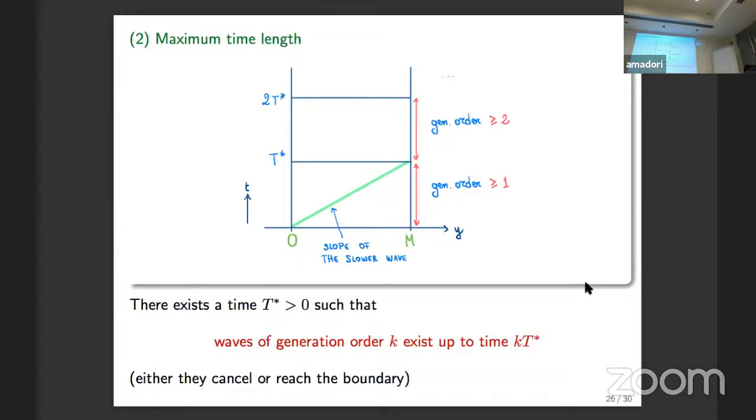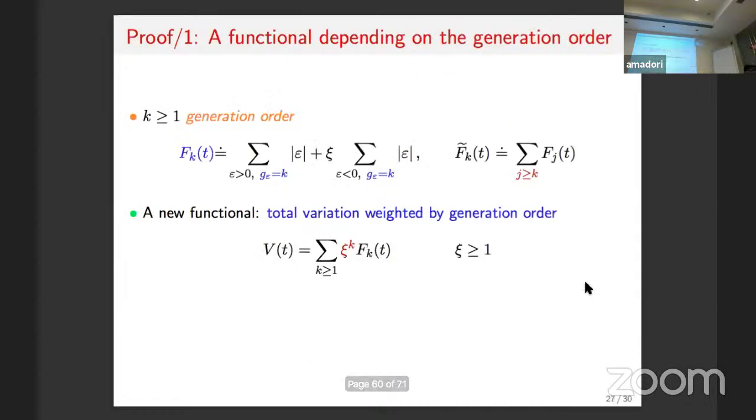So a wave of generation order K either dies because of cancellation or dies because it reaches the boundary. So after time K T star, no one survives. In this picture, we see that in the first interval, we have generation order larger than 1. In the second, we can be more precise and say that we have generation order only larger than 2, and so on. Thanks to this property, we are able to show, without going into the detail, that we have some exponential decay.